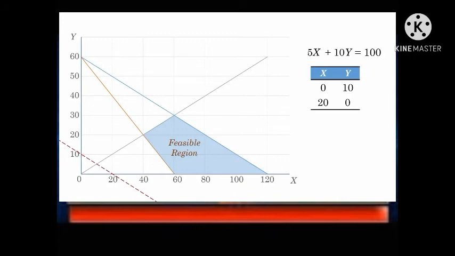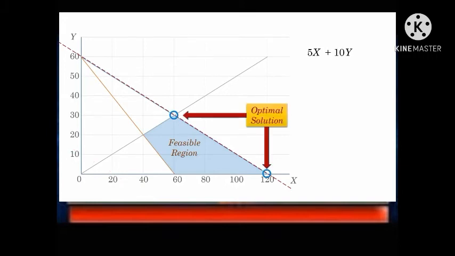We now move the profit line increasingly until it touches the most extreme or corner point of the feasible region. But here we have it touching two corners simultaneously and lying entirely on a constraint line. The coordinates at the top here are easily identified to be x equals 60 and y equals 30. And plugging it into the objective function gives z equals 600. The coordinates at the corner down here are x equals 120 and y equals 0. And that also gives a z of 600. In other words, we have alternative or multiple optimal solutions.